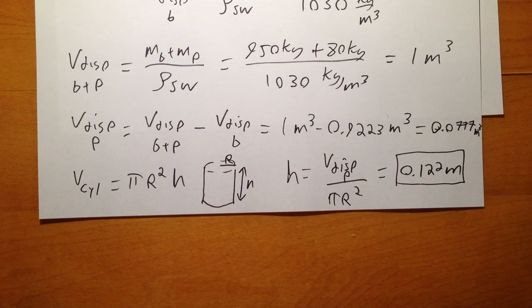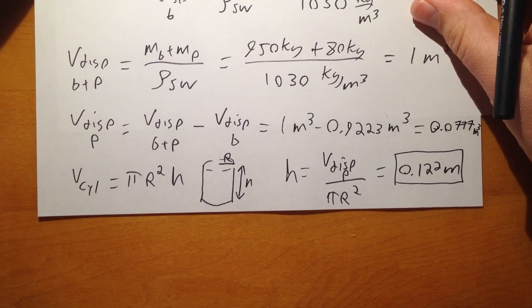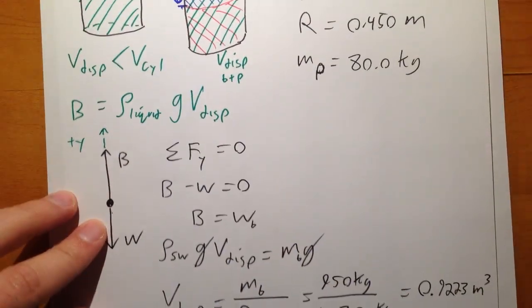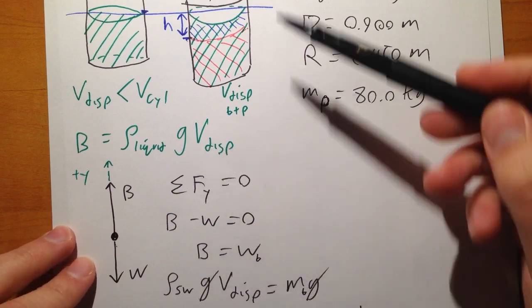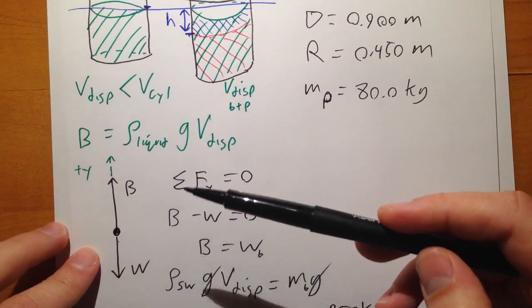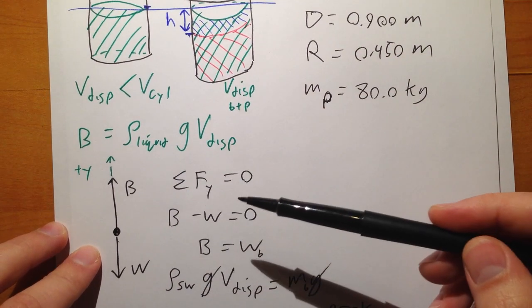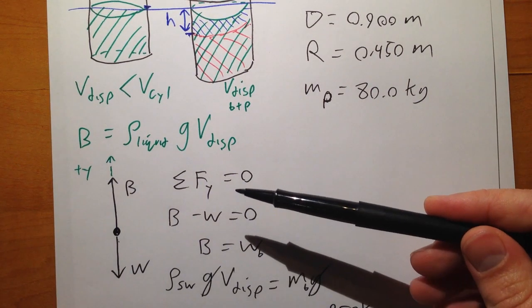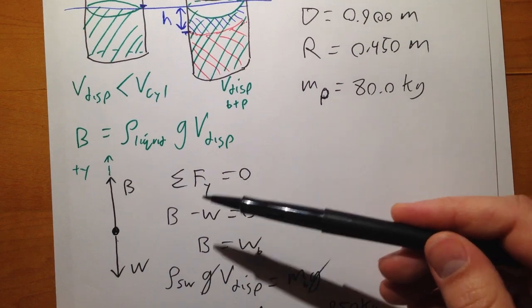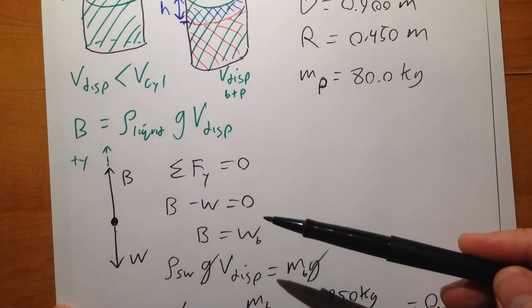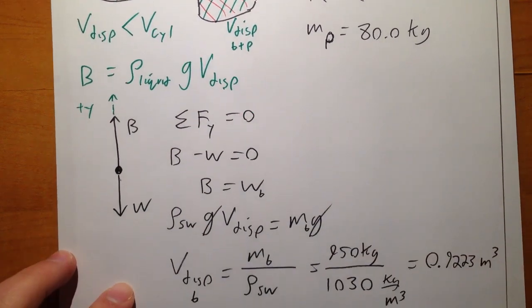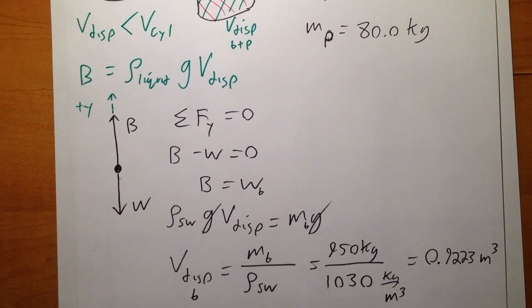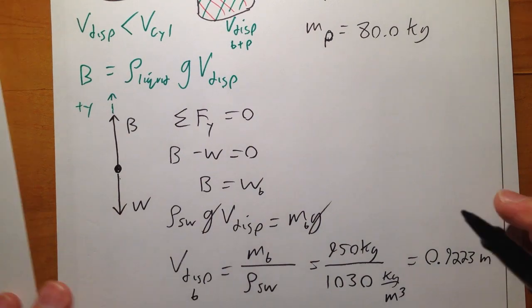So I went through that somewhat the long way, but I hope it was clear. The most important thing from this problem is this procedure: anytime you have something floating, you should apply Newton's laws. If something is not accelerating, which something floating typically is not, the sum of the forces must be zero, so we can always figure out what the buoyant force is and solve for an unknown with that.